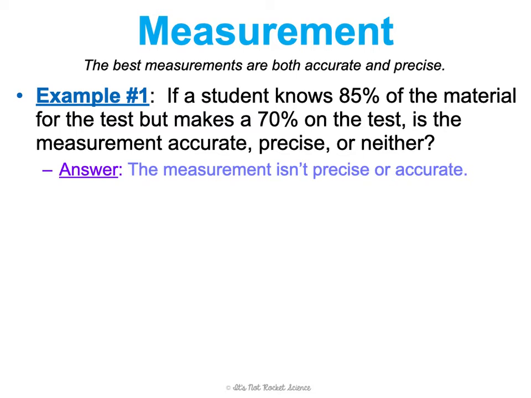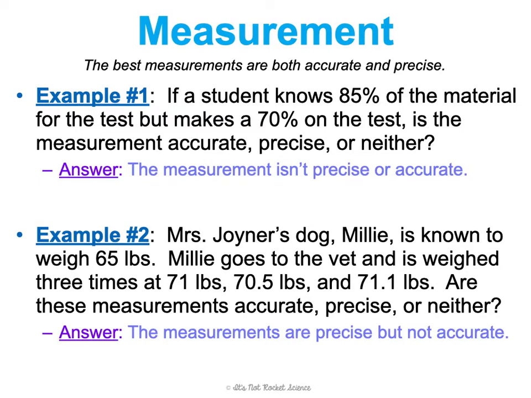Are these measurements accurate, precise, or neither? Okay, so Millie went to the vet supposedly weighing 65 pounds, but when she actually got weighed, the measurements were 71, 70.5, and 71.1. So therefore, it was not accurate, but it is definitely precise because all of the measurements were around the same. So that makes it not accurate, but definitely precise.